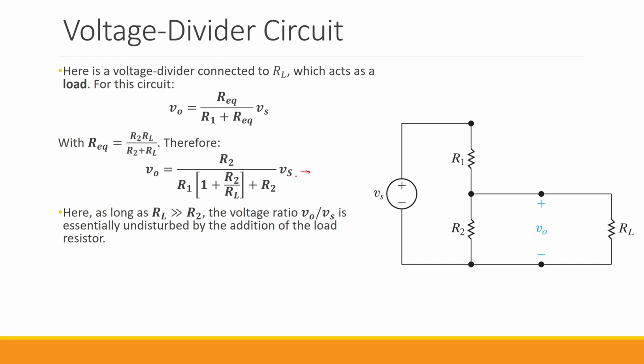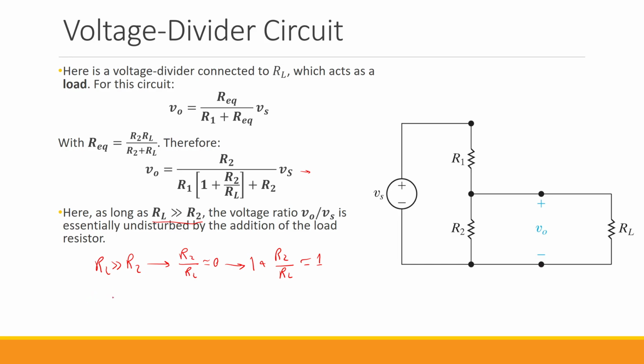Now what we see here is that we have R2 over RL. You remember when we were analyzing two resistors in parallel, and we said if one of them is larger than the other by several orders of magnitude, what happens? The same analysis can be applied here. As long as RL is much larger than R2, R2 over RL is very close to 0, which means that 1 plus R2 over RL is approximately 1.